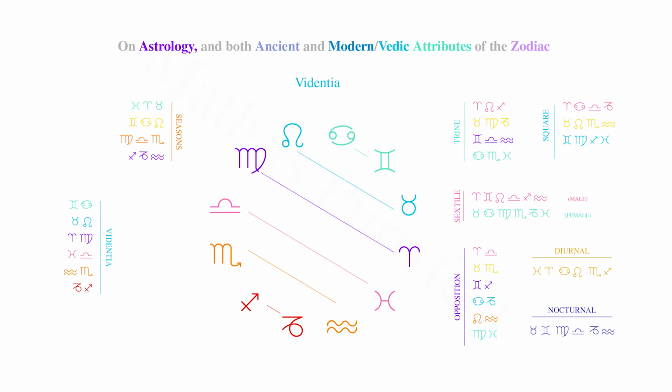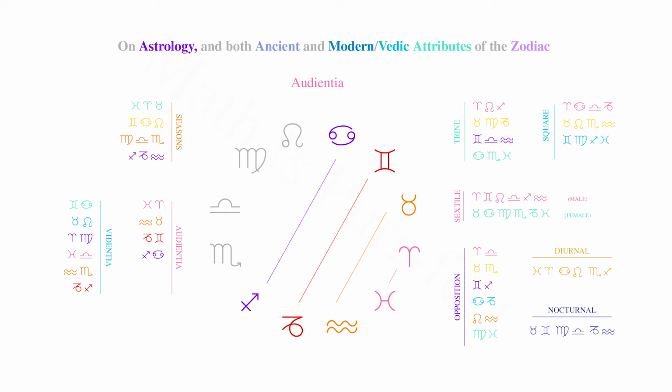Now we consider those signs which can hear one another, termed audientia. Once again, I've erred on the side of convention rather than omit two signs from the pairings. To that end, Aries and Pisces, Taurus and Aquarius, Gemini and Capricorn, Cancer and Sagittarius, Leo and Scorpio, and finally Virgo and Libra listen to one another. Once again, none of these pairings are mal-aspected.